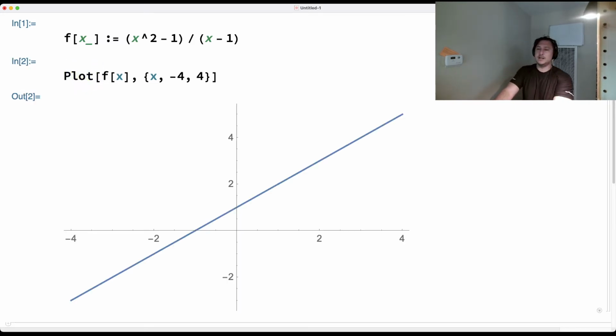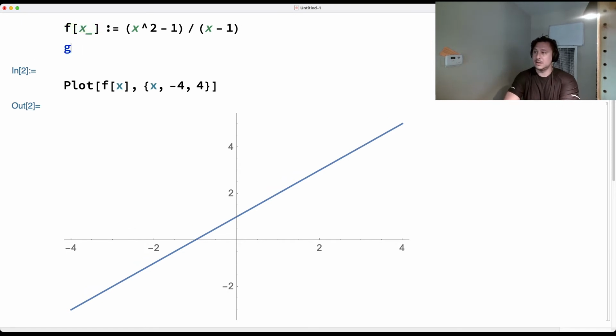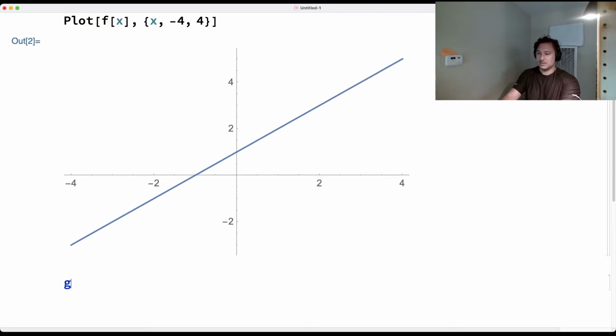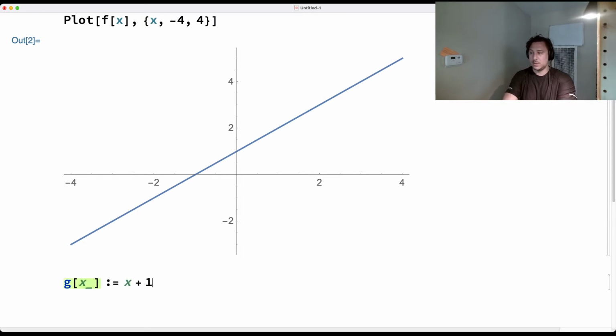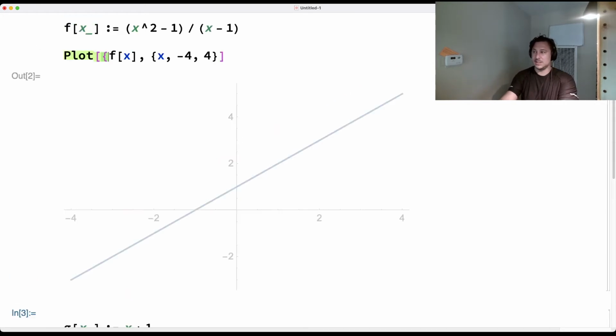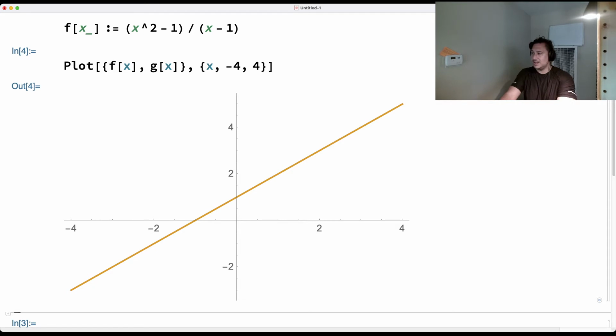So you look at this, x squared minus 1 over x minus 1, and this actually looks like it's a line. It seems to have a slope of 1, and it seems to have a y-intercept of 1. So let's make that function. Our g of x will be equal to x plus 1, slope of 1, y-intercept of 1. You can plot several functions at a time if you put the curly brackets, and you can see that they literally graph the same on top of each other.